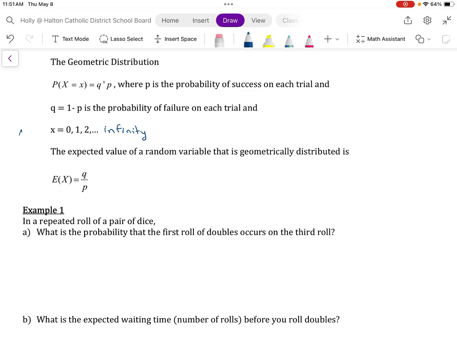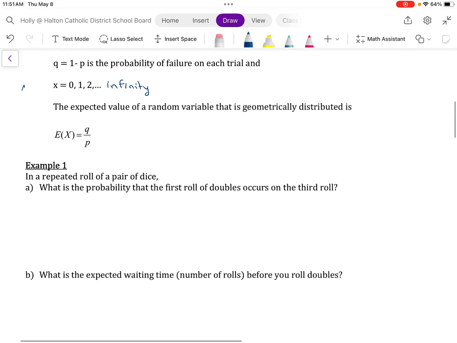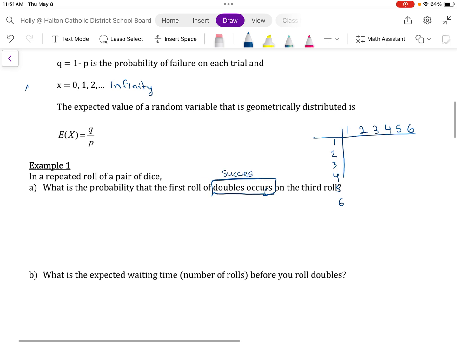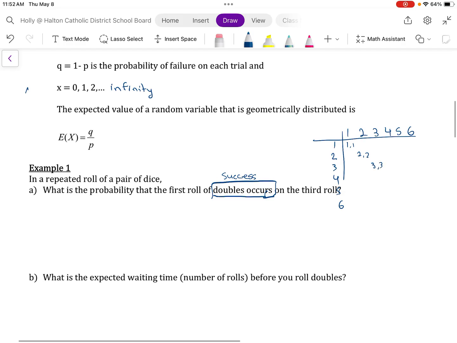So when will this first success happen? So let's look at a repeated roll of a pair of dice. So again, we are familiar with this chart now. 1, 2, 3, 4, 5, 6. It's a fair die. And we're looking at what is the probability that the first roll of doubles occurs on the third roll. Okay, so our success is a double occurring. And I'm not going to fill out this whole chart, but you can see here 1, 1, 2, 2, 3, 3.